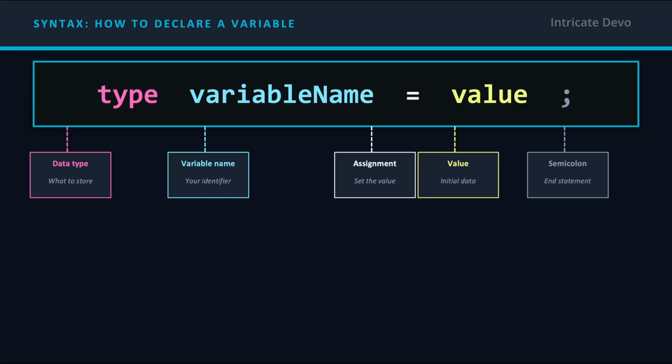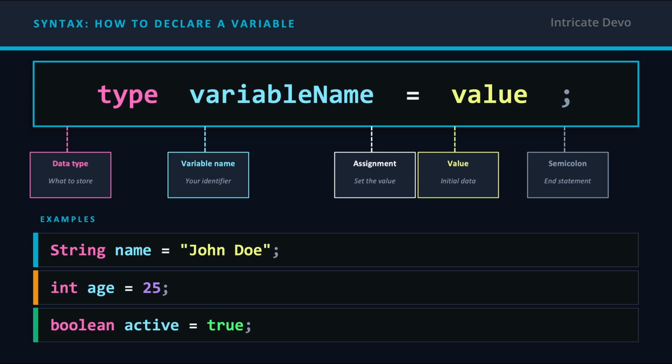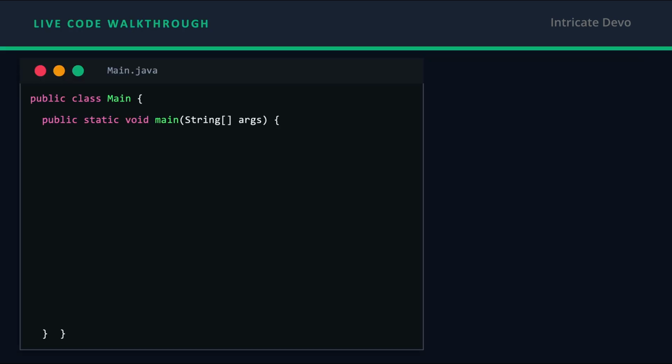Let's look at the 3 examples at the bottom of the screen. String name equals quote John Doe quote semicolon. This creates a text variable called name and stores John Doe in it. Int age equals 25 semicolon. This creates a whole number variable called age and stores 25 in it. Boolean active equals true semicolon. This creates a logic variable called active and stores the value true. Simple, readable, and very clean. That's Java's syntax.